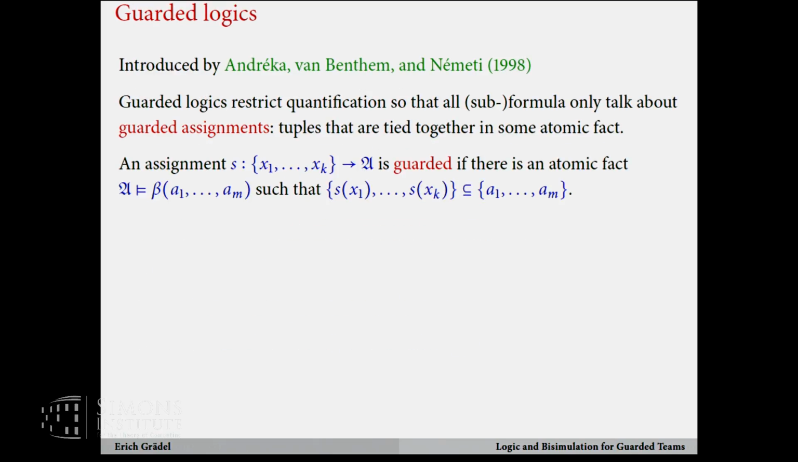So first, let me recall what guarded logics are. They have been introduced in the 90s by Andréka, van Benthem, and Németi. And the idea is to restrict familiar logics, such as first-order logic and fixed-point logic, in such a way that we always talk, in all subformulae, only about tuples or assignments that are close together in the sense that they coexist in some atomic fact. For instance, an edge or a tuple in a larger relation. So we call an assignment giving values to variables x1 to xk in the structure A guarded if there is some atomic fact that covers all these values of the assignment.